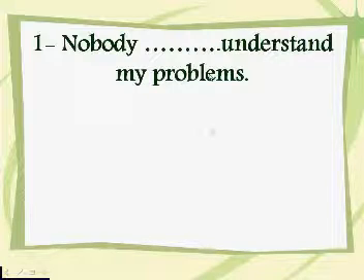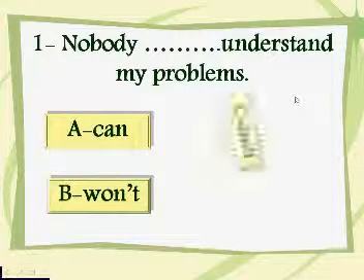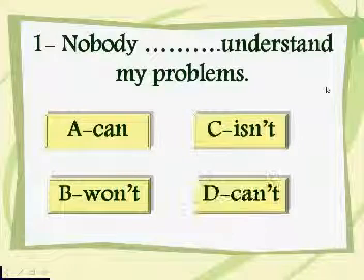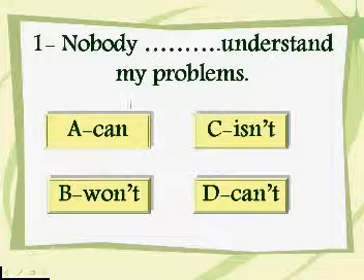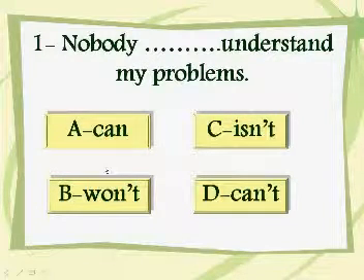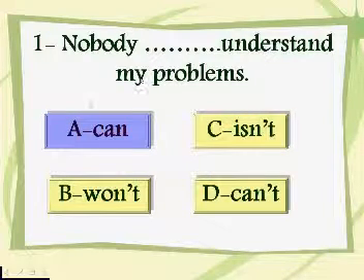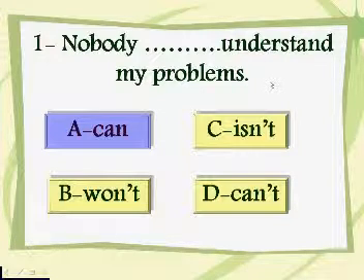Okay. Nobody does understand my problems. Nobody can, won't, isn't, can't understand my problems. So the main point here is how can you use a negative form? Will you use a negative form or not? Nobody can, won't, isn't, can't understand my problems. And the answer is, yes, very good, can. Nobody can understand my problems, of course.